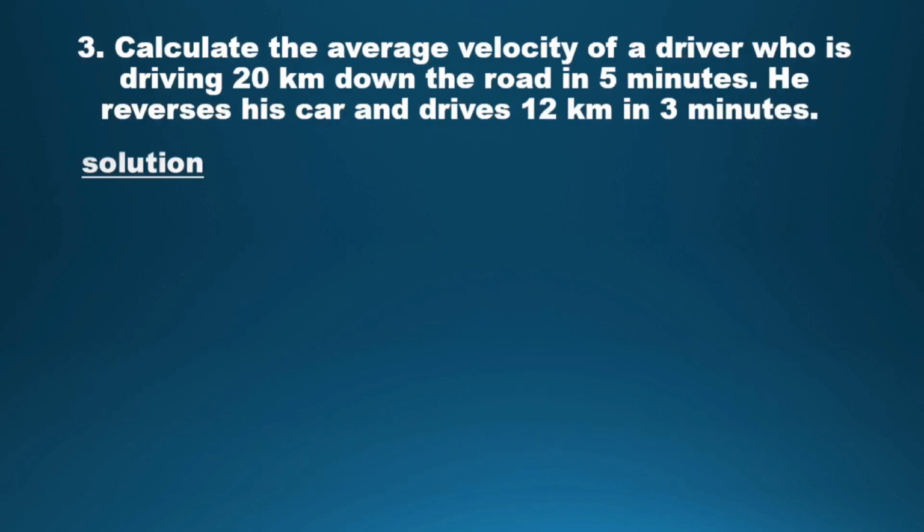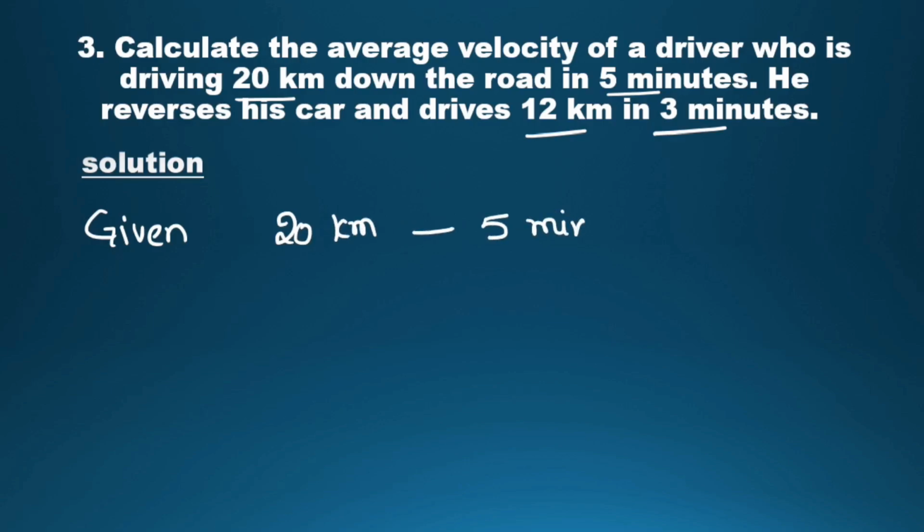Now see the next problem. Calculate the average velocity of a driver who is driving 20 kilometers down the road in 5 minutes. He reverses his car and drives 12 kilometers in 3 minutes. Now we should calculate average velocity. First understand the problem. What is given? Here a driver is driving 20 kilometers in 5 minutes.